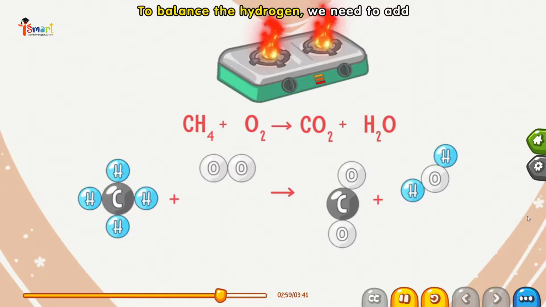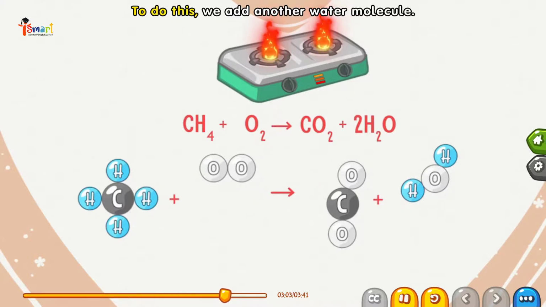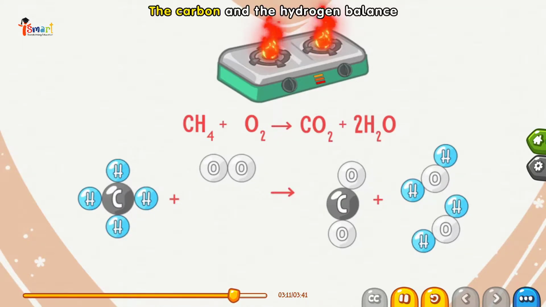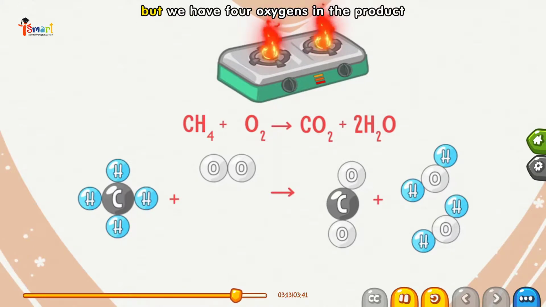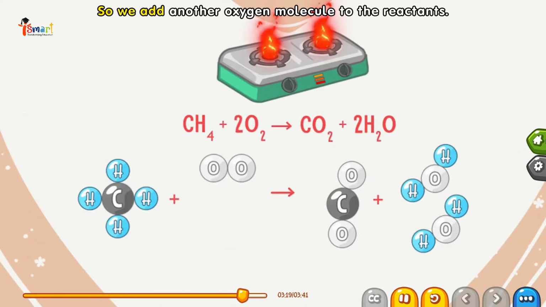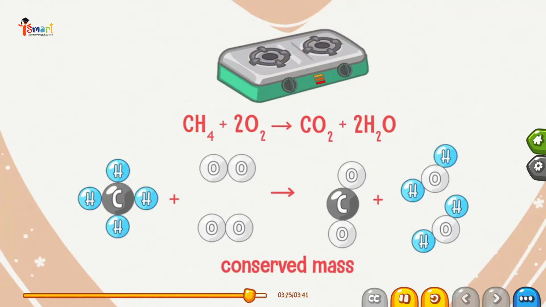To balance the hydrogen, we need to add 2 more hydrogens on the right. To do this, we add another water molecule. Now, let's see, is this equation balanced now? The carbon and the hydrogen balance, but we have 4 oxygens in the product, but only 2 in the reactants. So, we add another oxygen molecule to the reactants. Now, we have conserved mass.